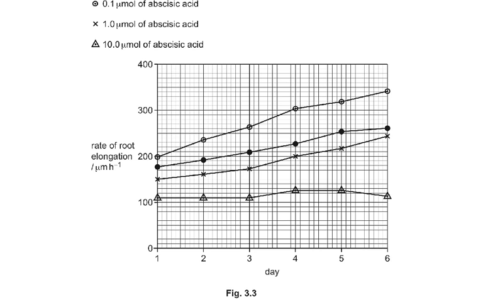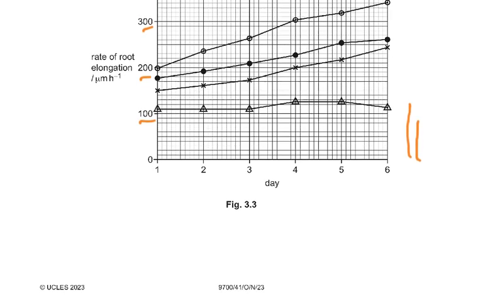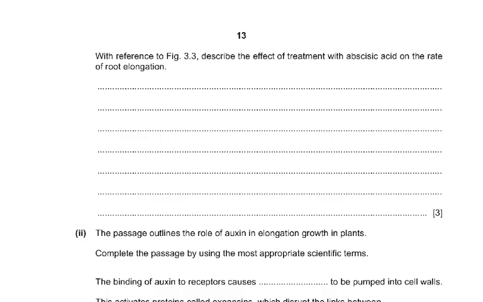The rate of root elongation is in micrometers per hour, you can see 100, 200, 300, 400, and we've got all this data. Now, let's look at the question. We go on to the next page. With reference to figure 3.3, describe the effect of treatment with abscisic acid on the rate of root elongation.